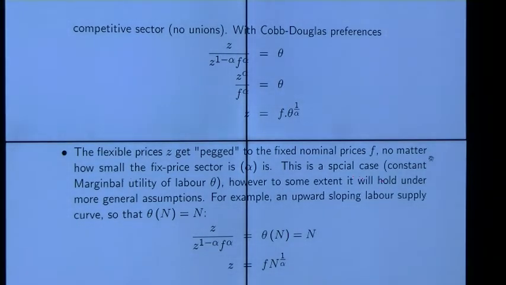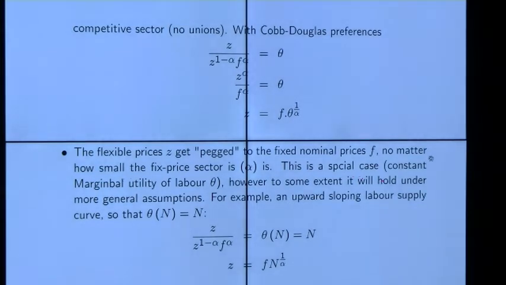So the flexible prices become pegged to the fixed prices. The nominal rigidity is totally infectious. And there's a way of switching it off. Okay. So this is a special case because it relies on the disutility of labour being constant.